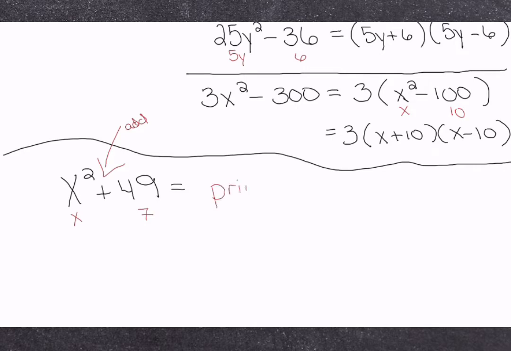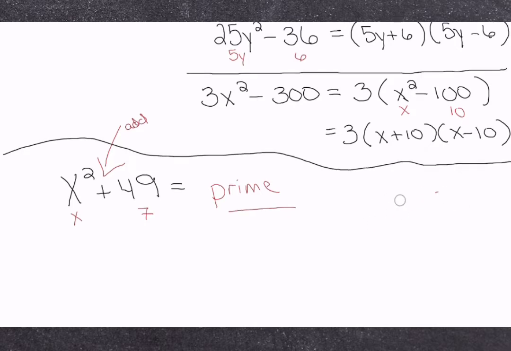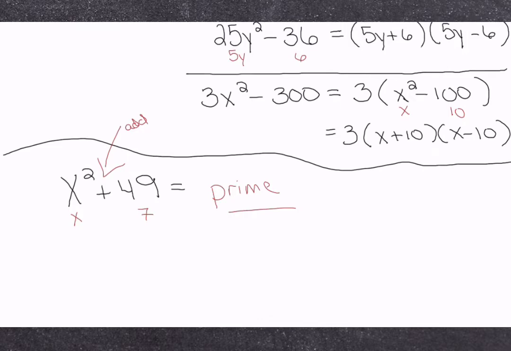So what they usually call this is prime. It's kind of like a prime number. You know, when you have a prime number like 7, there's no numbers you can multiply together but 1 and 7 in order to get 7. That's why they call this prime, because there's no 2 sets of parentheses you can factor it into in order to get x squared plus 49. So be careful with that.